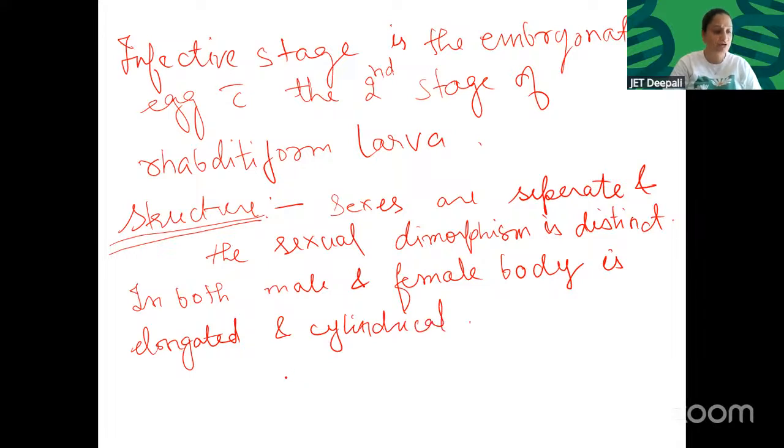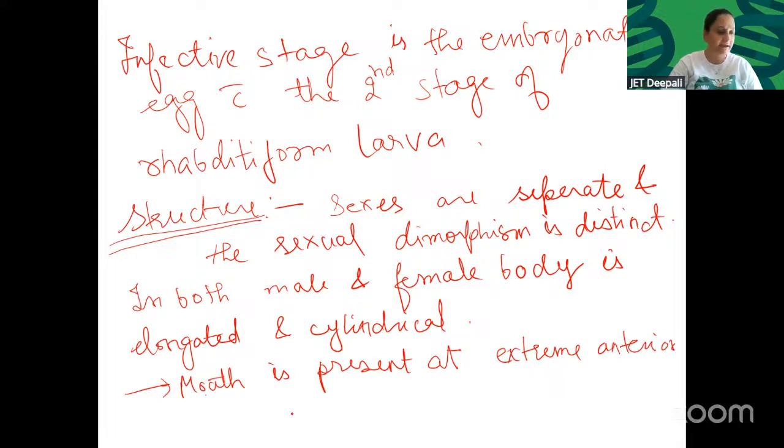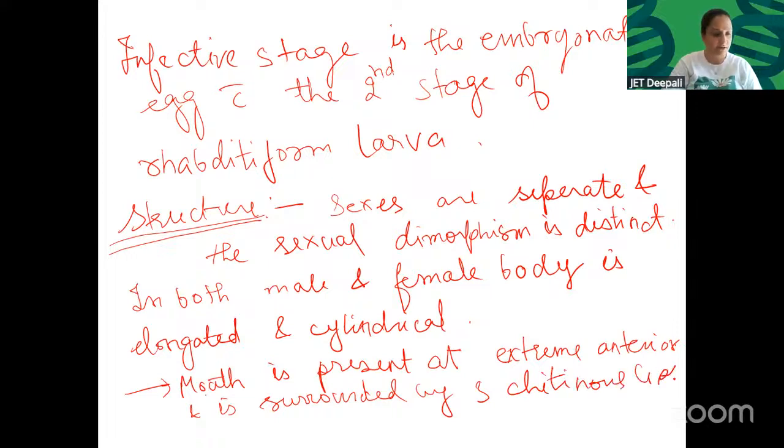Next line tells us the mouth is present at the extreme anterior and is surrounded by three chitinous lips close to the mouth. Okay, next line, what will we write? Mouth is present at extreme anterior and is surrounded by three chitinous lips. Chitinous means chitin layer.